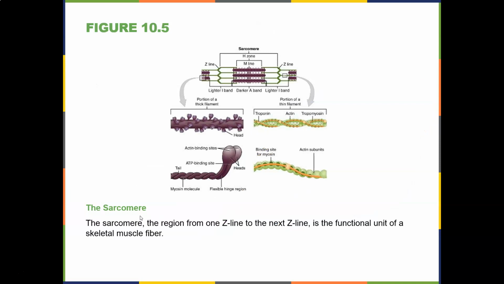Now, the sarcomere is the functional unit of skeletal muscle fiber. That's a great quiz question. The sarcomere is the region from one Z line to the next. So that constitutes the functional unit of the skeletal muscle fiber. And we'll talk about the Z line, the M line, the H line. But I want you to understand that this is a great quiz question: the functional unit of skeletal muscle fiber is a sarcomere, and that's measured from one Z line to another Z line.